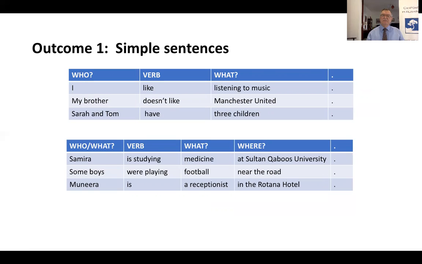Samira is studying medicine at Sultan Qaboos University. Here we're introducing a phrase. I like to use these terms who and what and where, but you might want to use more grammatical terms if you prefer.